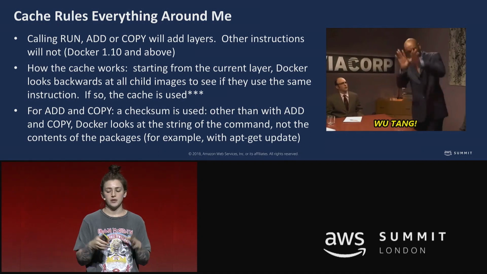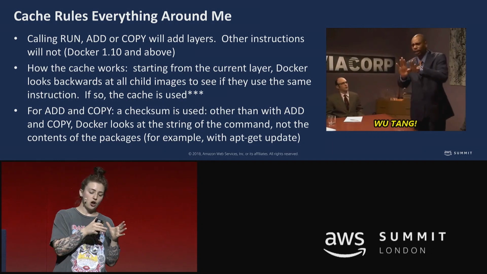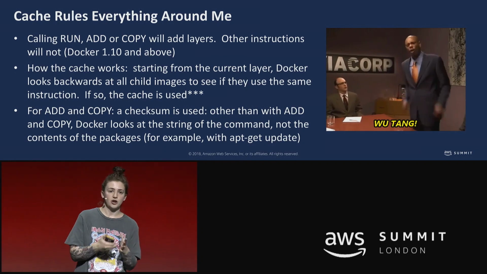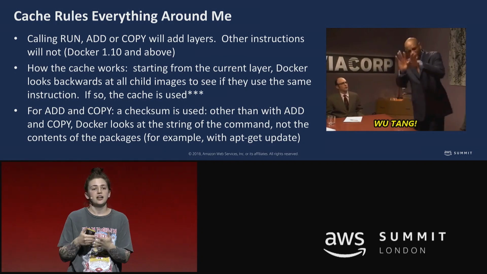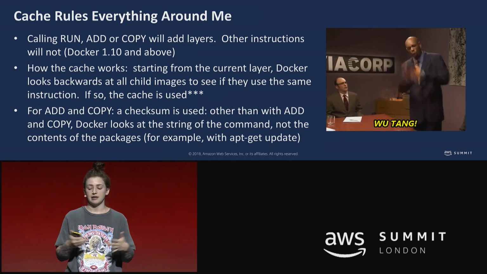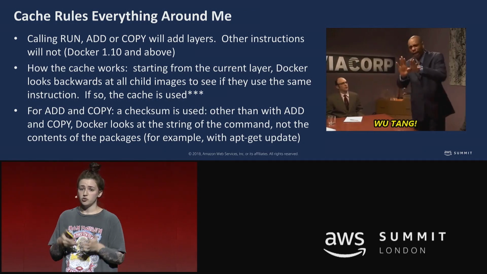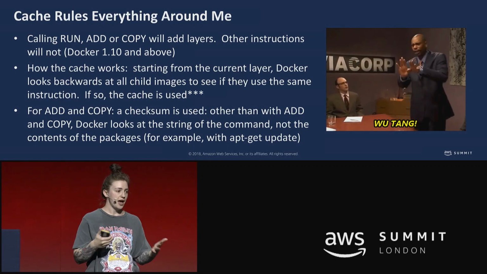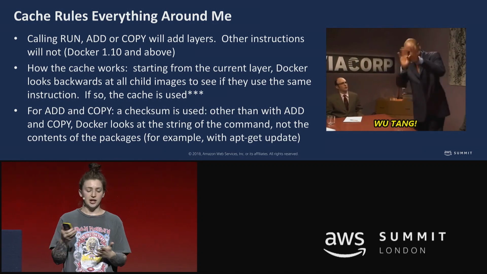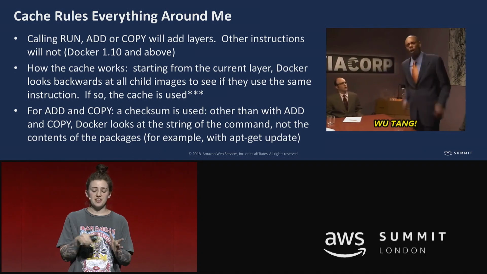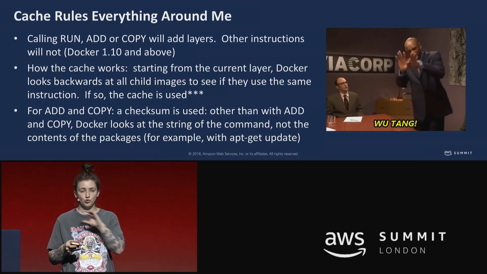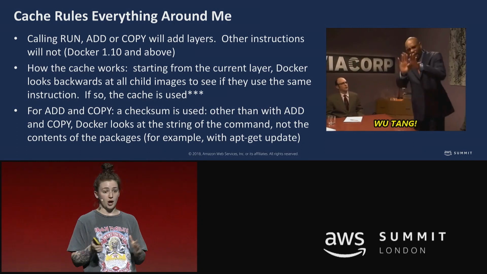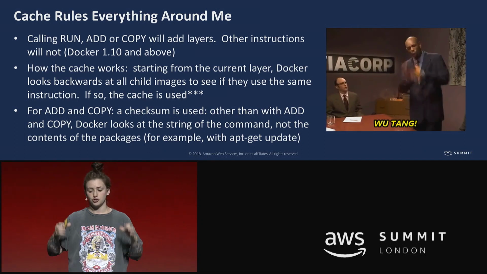So, how the cache works in Docker: you start backwards from the container layer. Docker looks backwards at all child images to see if they use the same instruction. If they do use the same instruction, Docker will use the cache. For ADD and COPY, which are instructions that you generally use to get files, a checksum is used, which means it'll check the checksum of the new file against the previous one. If the checksums match, it uses the cache. If they do not match, it breaks the cache. Other than with ADD and COPY, Docker will look at only the string of the command. The string of the command is what it actually says in the command, not what it's doing, but what the actual literal string is.